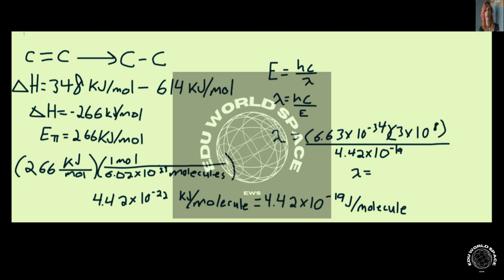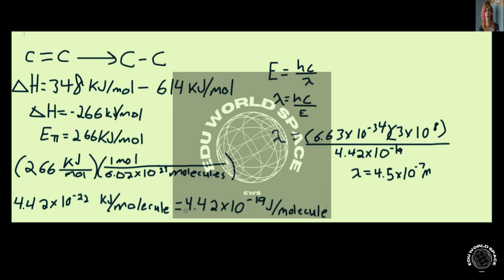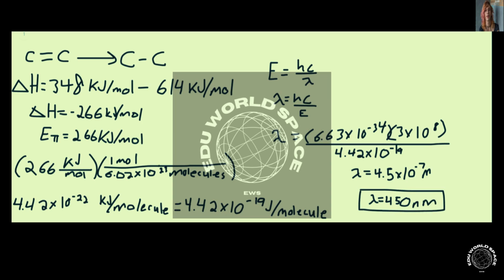So lambda is going to equal 6.63 times 10 to the negative 34 times 3 times 10 to the 8th, divided by 4.42 times 10 to the negative 19. So lambda is going to be equal to 4.5 times 10 to the negative 7 meters. So lambda is equal to 450 nanometers. That's the longest wavelength of light that's going to break the CC pi bond and cause the isomerization.